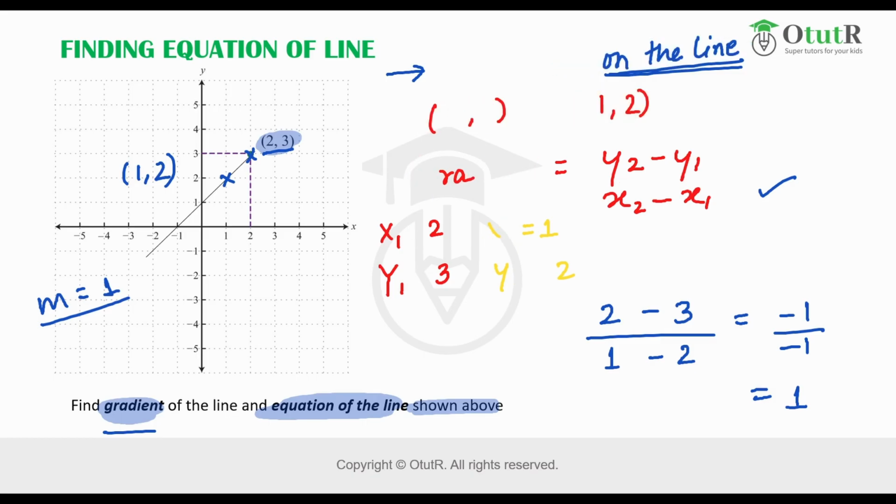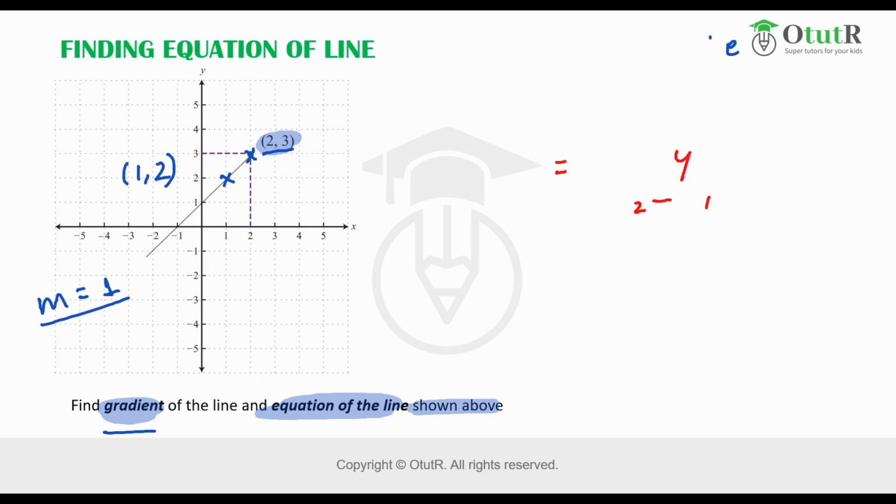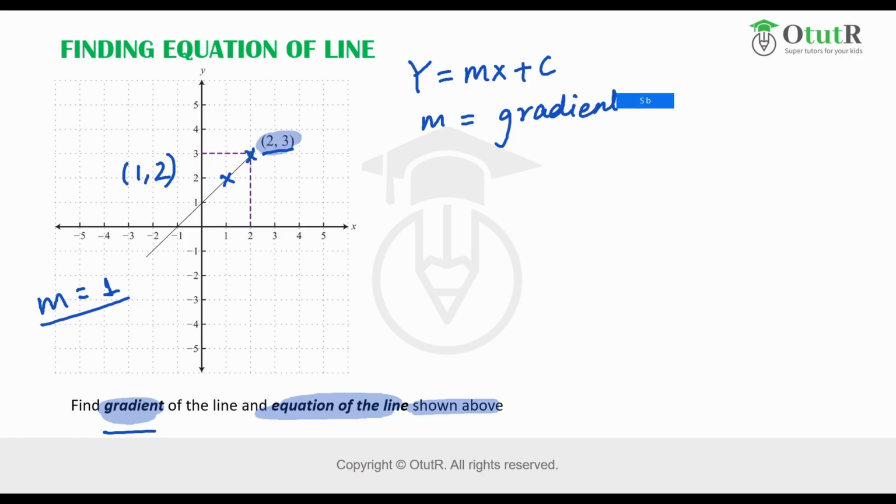Now we are going to find the equation. The equation of any standard straight line has two variables. Let us write that down. How does the equation of a straight line look? It is basically y equals mx plus c, where m is your gradient, which we found to be 1, and c is your y-intercept.